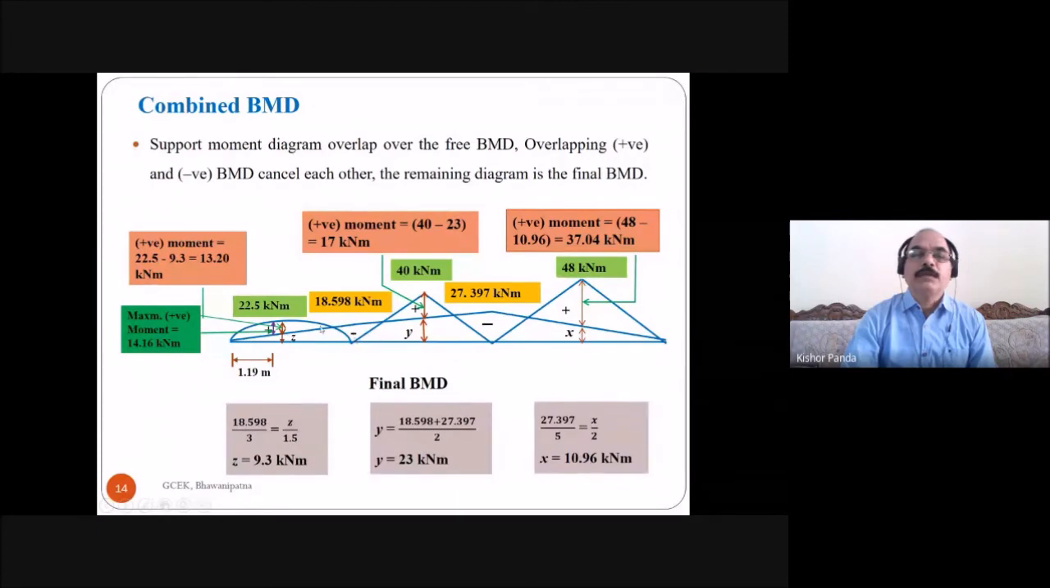Then after overlapping this positive and negative moment, this portion is canceled. This is positive negative cancel, this is positive negative cancel, and this is also positive negative cancel. So the remaining is positive, negative, positive, negative, and positive. So this is the final bending moment diagram, or combined bending moment diagram, of a 3-span continuous beam having different loading.